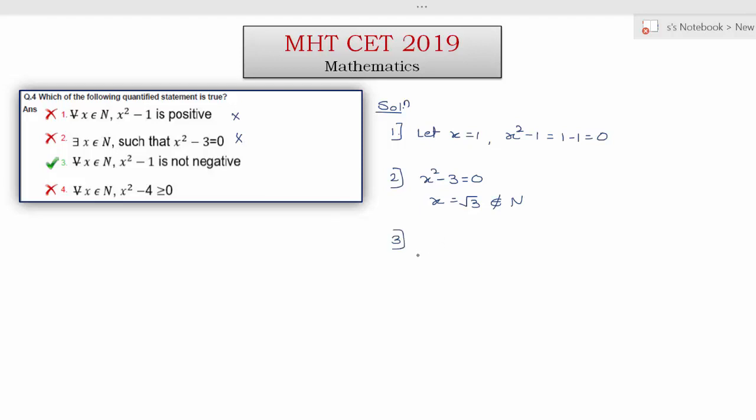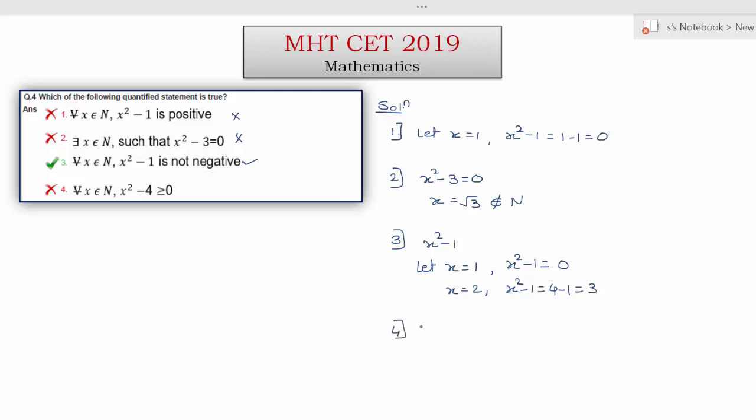Third says for all x belonging to natural numbers, x square minus 1 is not negative. So for x square minus 1, let us consider x as minimum 1. So x square minus 1, as we have seen in the first option, becomes 0. For all values of x more than 1, x square minus 1 will become positive. Let's take x as 2. So x square minus 1 will be 4 minus 1, which is 3. So for all natural numbers, x square minus 1 is non-negative. This is the correct option. Last, we'll still check the last one also.